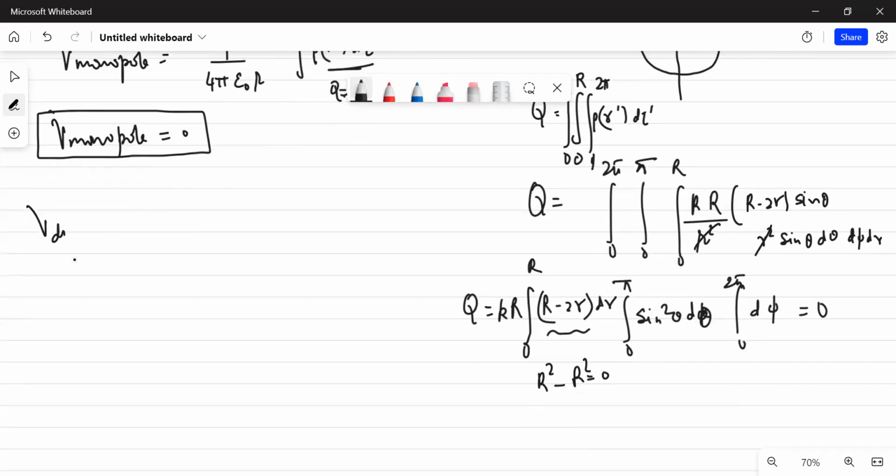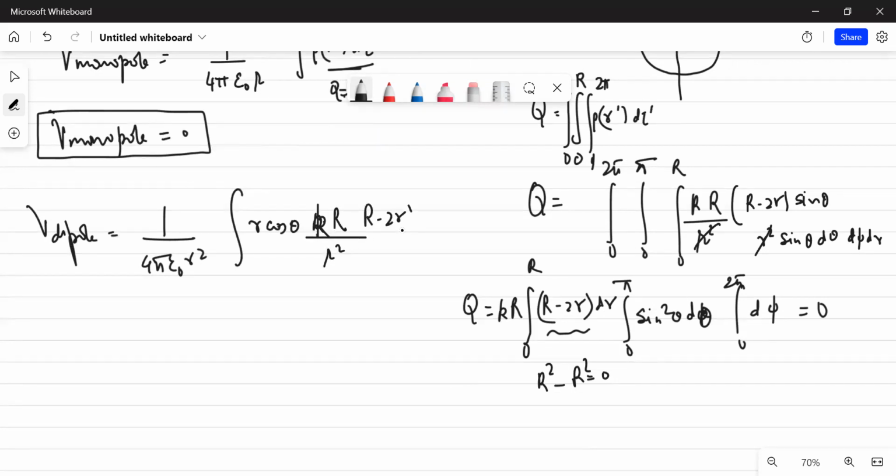So I'll write what is V dipole. V dipole would be, I think, 1 upon 4 pi epsilon naught r square. Here I'll write an integral. I'll write r cos theta and rho. What was rho? It was, I think, again, I'll write it from here, k capital R upon r square, and then I will write capital R minus 2r, and then sine theta, and then r square sine theta d phi dr. This r square gets cancelled. This sine theta would go with this. D theta is there, cos theta is there.